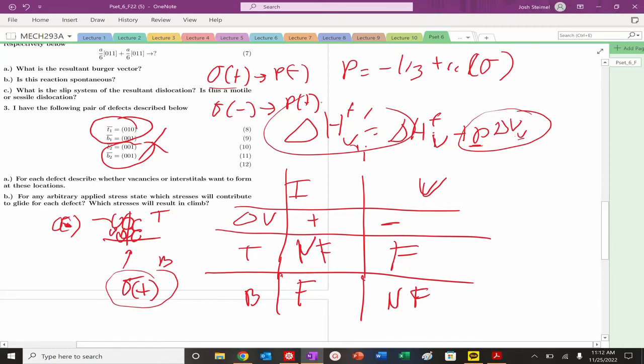Excellent. For any arbitrary applied stress state, which stresses will contribute to glide? For each, which stresses will contribute to glide, and which will result in climb?